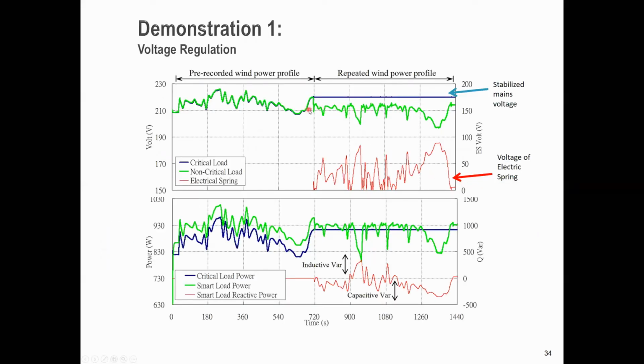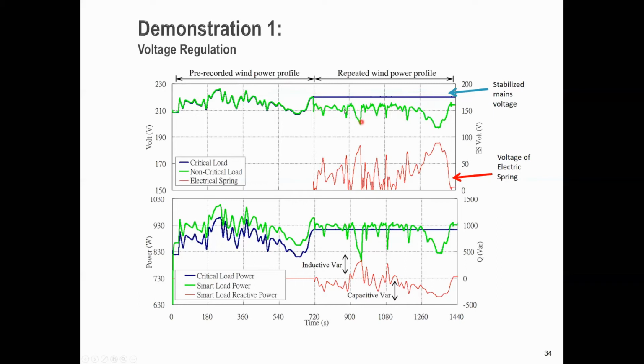Now here we show two sets of results, before using the spring and after using the spring. So we use a pre-recorded wind profile and inject the intermittent power into the grid. So you can see for both standard AC mains voltage and the adaptive AC mains voltage, before activating the spring, they are identical. So you can see the fluctuation. And so the power consumption of both the critical load and the non-critical load are fluctuating as well. Then we activate the spring here, and you can see the bouncing action of the electric spring voltage. So this bouncing action helps the system to maintain a regulated standard AC mains voltage.